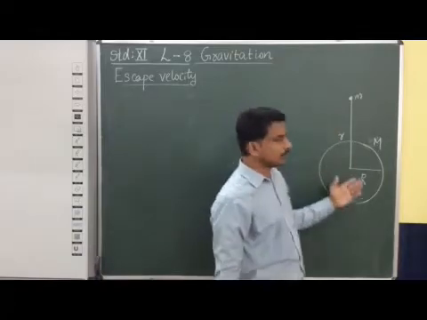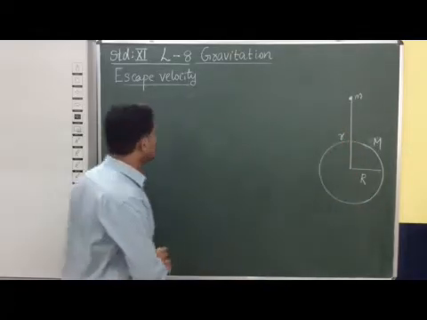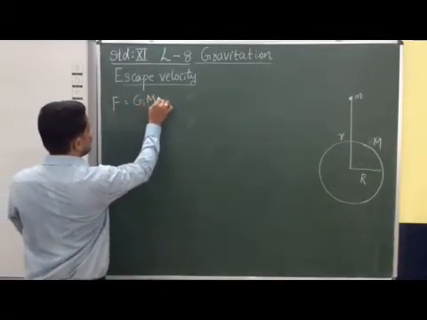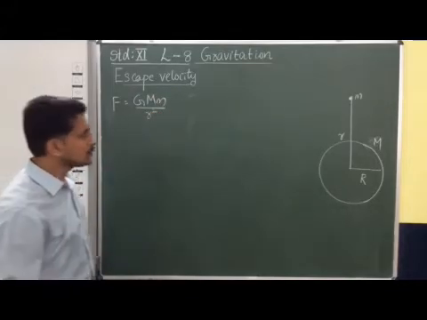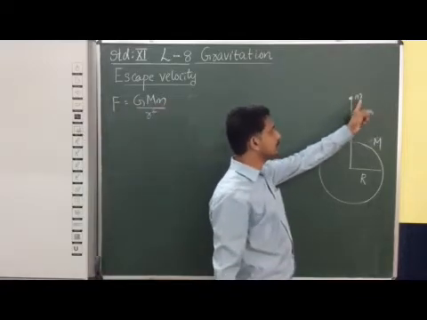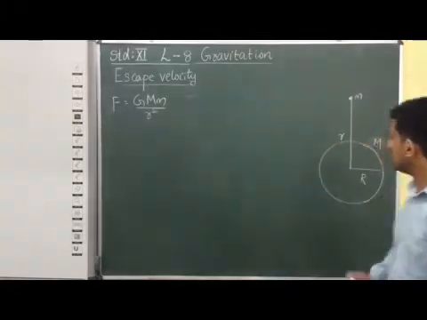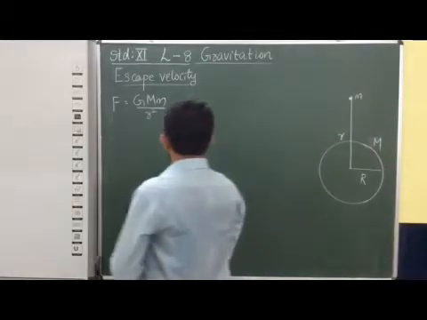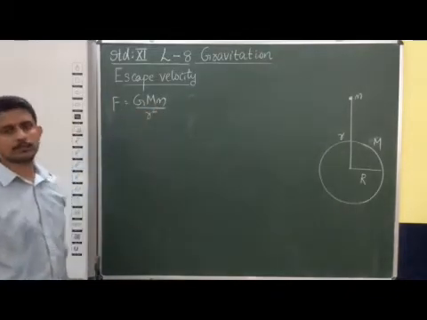We know there is a force existing between this object and the earth. The value of that force is given as F equals G M m divided by r square. This is the force existing between these two objects, the small object and the earth. The direction of the force is towards the center of the earth, acting vertically downward.